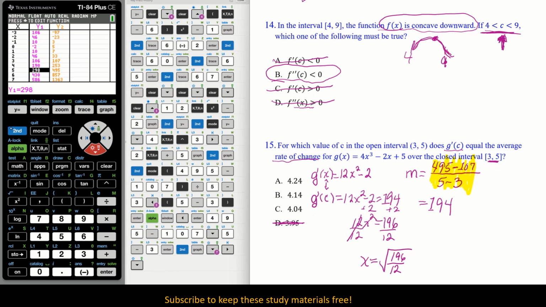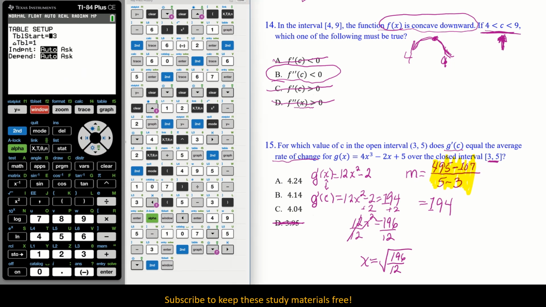So let's go back to second window, and here is our setup. I want to look for 4.04. Double check and see right there. Let's start with him because he's the lower value. So I'm going to start my table at 4.04, and I want my table to be in increments of 0.01. I like to push enter a lot of times before I go back. Now let's go look at our table.